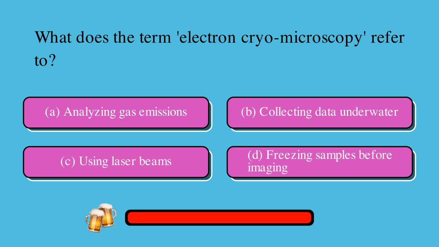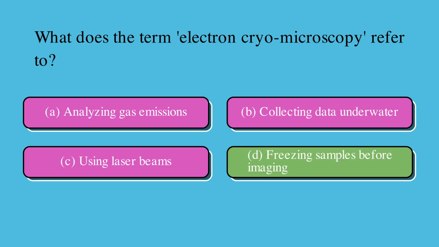What does the term electron cryomicroscopy refer to? Is it A, analyzing gas emissions, B, collecting data underwater, C, using laser beams, or D, freezing samples before imaging? The correct answer is D, freezing samples before imaging.